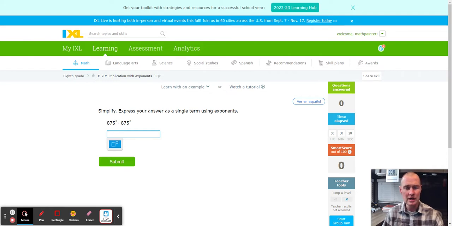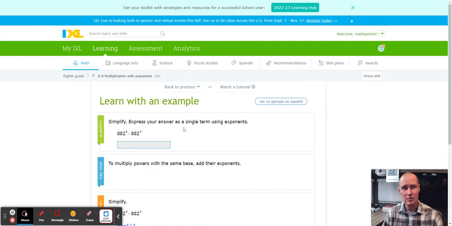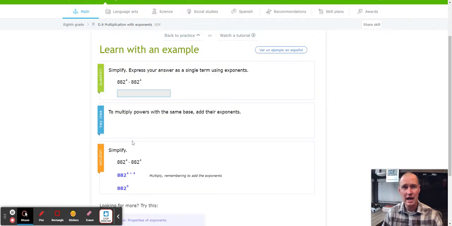Whenever you start an IXL, if you have an issue or don't know where to start, notice that we have something called Learn with an Example. If I click Learn with an Example, it will tell us the key idea and an example of the solution for a problem. So let's take a look.